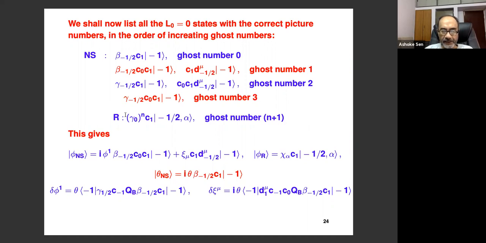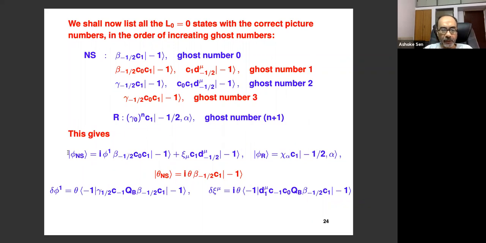And in the Ramond sector, there are states of all ghost numbers, because it's of the form gamma 0 to the n, C1 on this. And because gamma 0 is a bosonic zero mode, you can apply it as many times as you want. So there are an infinite number of states in the Ramond sector, but they have increasing ghost number, so it will not really affect what we want to do.